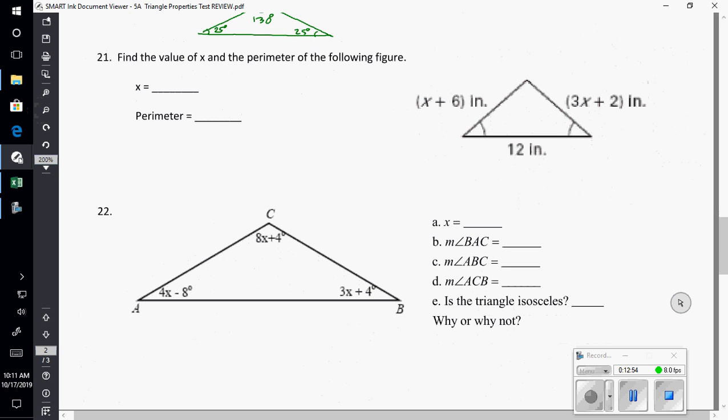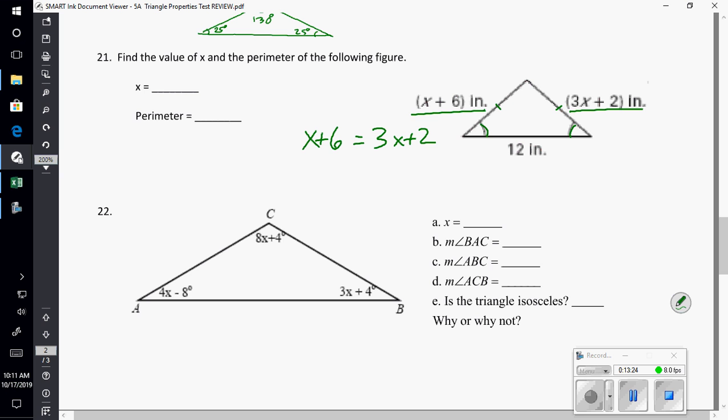Okay, number 21, we're told to find the value of x and the perimeter. So on this picture, we have markings indicating that the base angles are congruent, which means this is an isosceles triangle. In an isosceles triangle, the sides opposite those base angles will also be congruent. So that means this and this are equal. x plus 6 is equal to 3x plus 2.